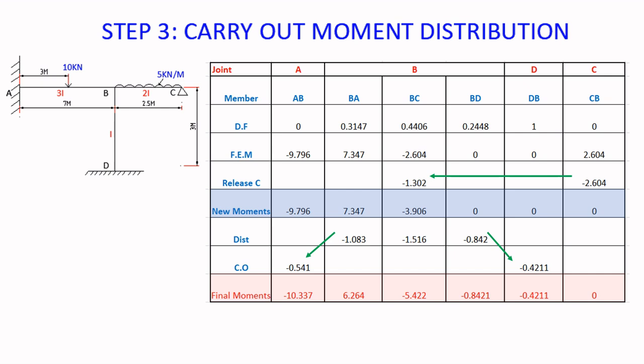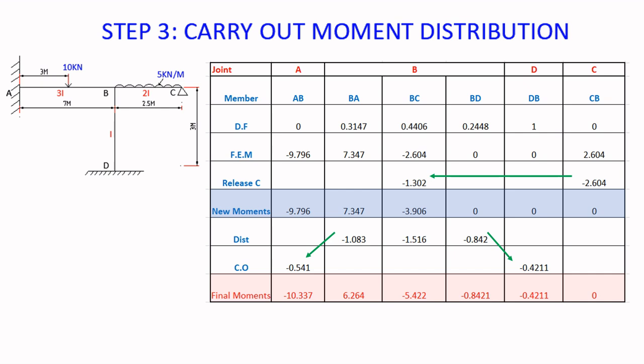Now the new moments are computed again, so the new moments will be as shown in the table. Then you start distributing. The out of balance moment for joint B is 7.347 minus 3.906, and you get a positive value of 3.441.